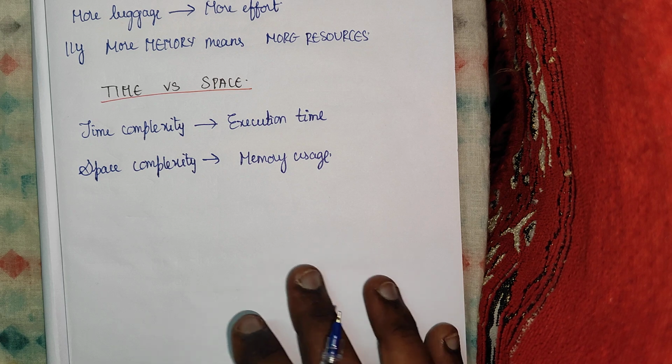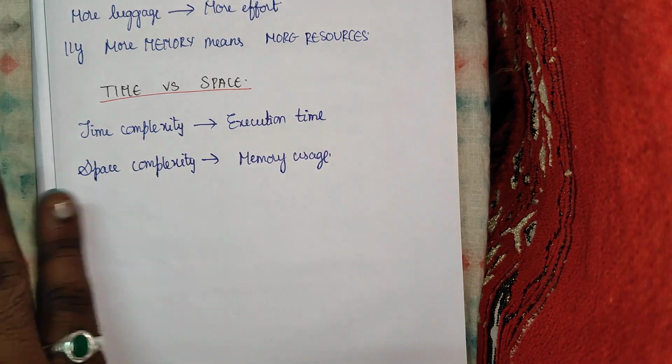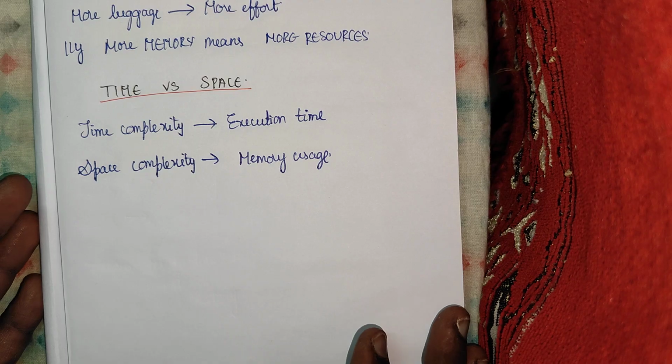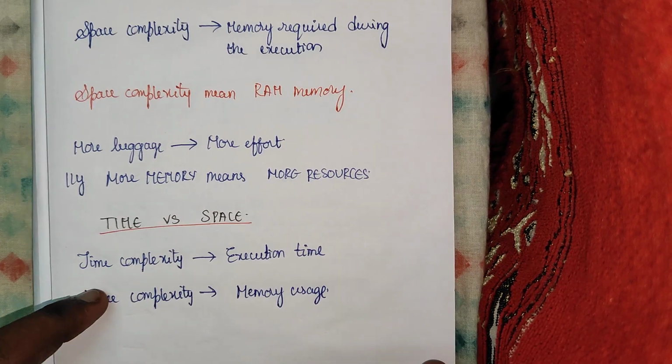So for example, I'm going to ask you: algorithm A is very fast and uses more memory. Algorithm B is slightly slow, but uses very less memory. Which one is better? I'm going to answer it. It depends upon the requirements. Sometimes companies prefer fast algorithms, sometimes memory saving algorithms. There is no universal answer. It depends.